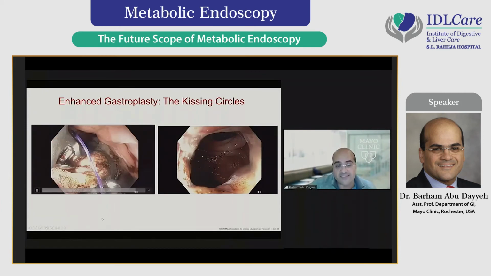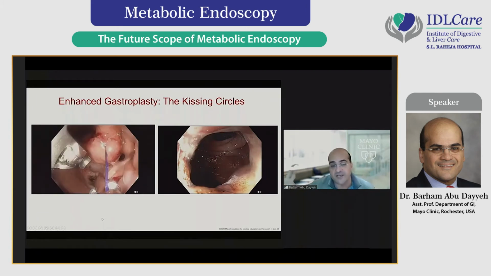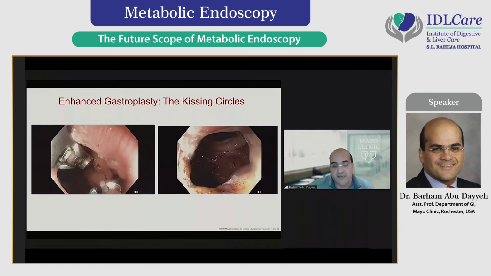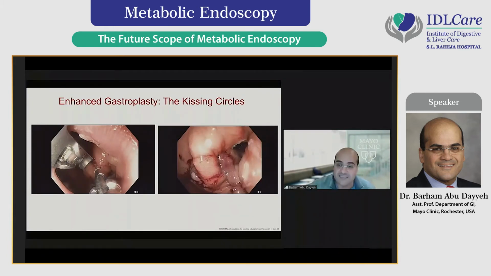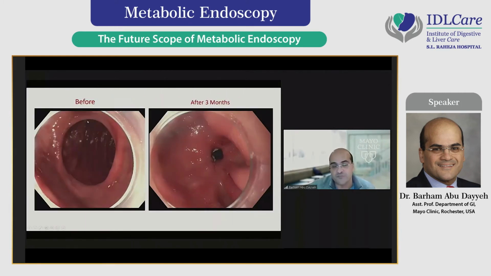And now we're going to cinch it together. And what you can see when we cinch it together is the kissing circles. They come back nicely together. And here is the immediate result. As you could see here, it's a nice tubular outlet with these three EMR defects approximating nicely to each other. And this really has introduced fantastic durability of this technique.